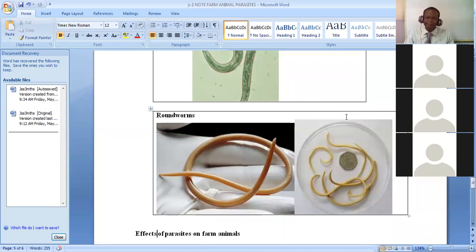Are they cold-blooded or warm-blooded? Very good question. They are living inside hosts that are warm-blooded. Therefore, they themselves are warm-blooded. Any other question?